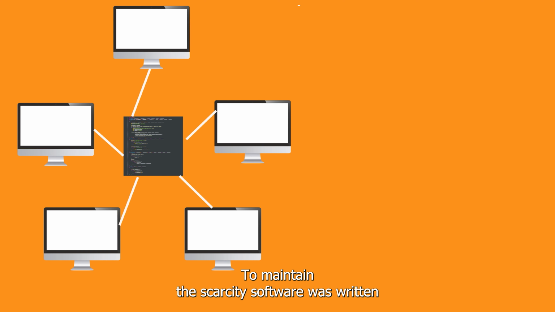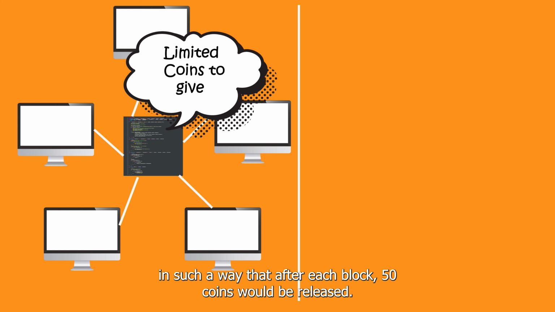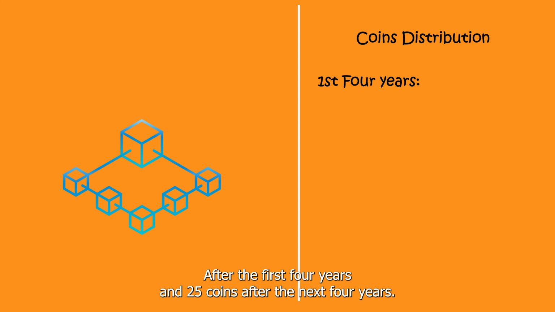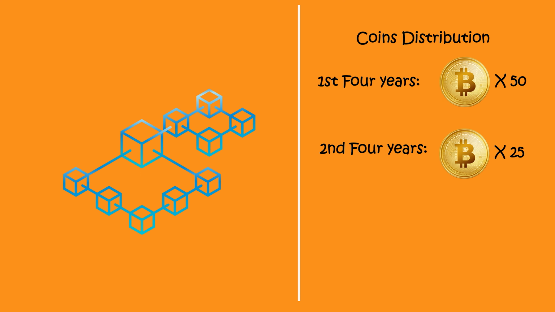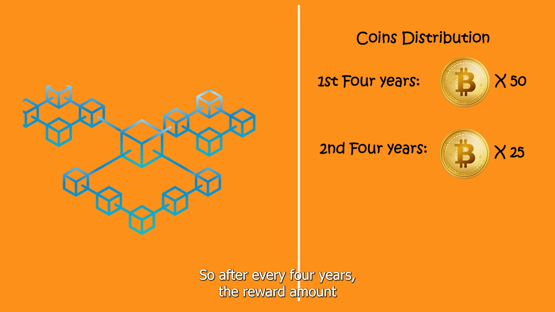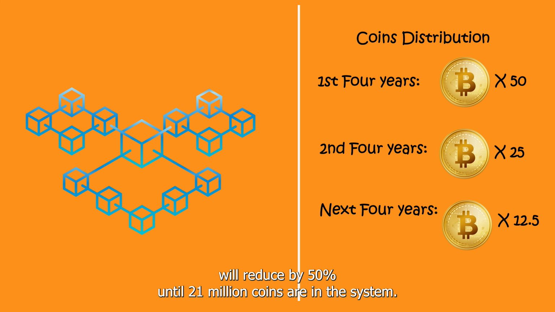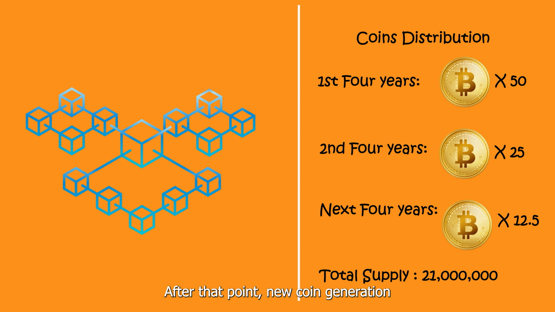The second problem was scarcity. To maintain the scarcity, the software was written in such a way that after each block, 50 coins would be released for the first 4 years and 25 coins for the next 4 years. So, after every 4 years, the reward amount will reduce by 50% until 21 million coins are in the system. After that point, new coin generation will stop.